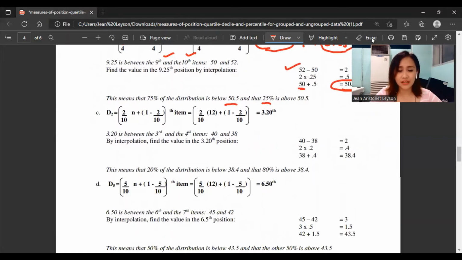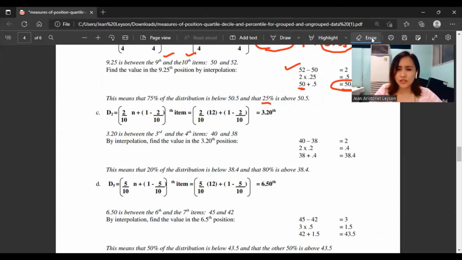Next, we have the decile. So solving for the second decile, d sub 2. Simply substitute the denominator by 10. So instead of 4, which was for quartile, this time use 10. And since we're looking for the second decile, our numerator is 2. Same with here, n is still 12 because there are still 12 numbers in our data set.